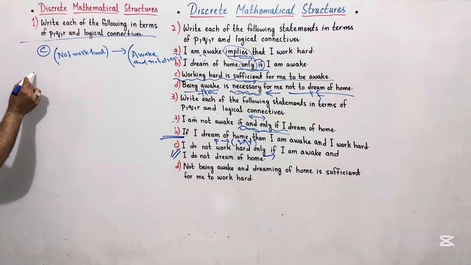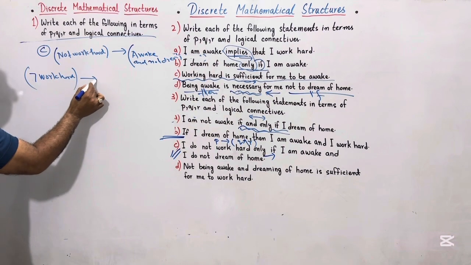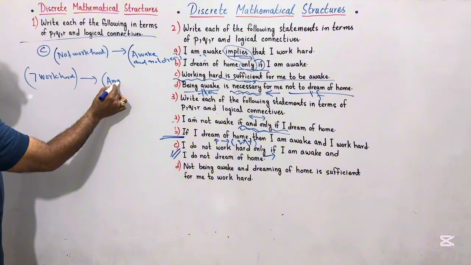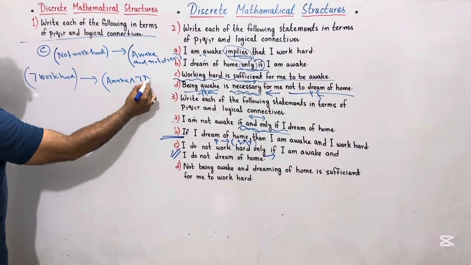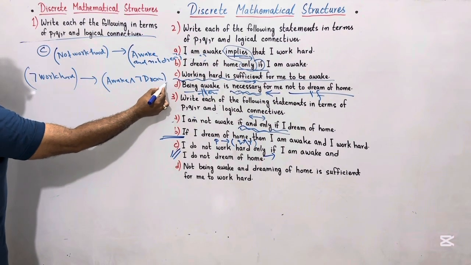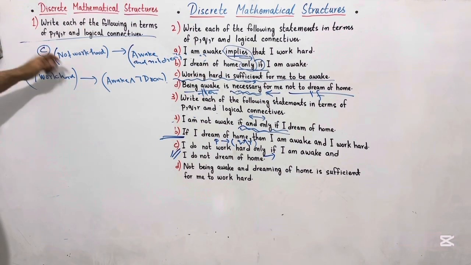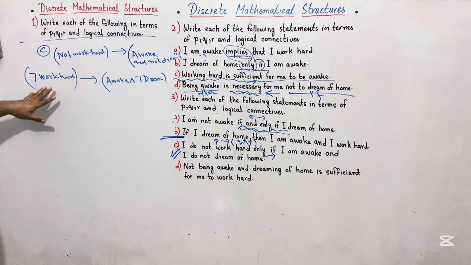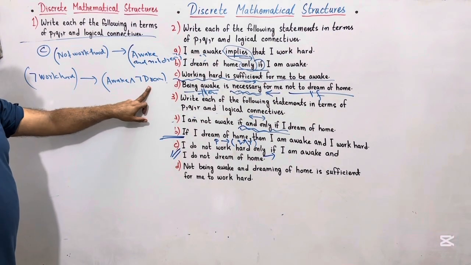Let me write in a good fashion. Negation of work hard implies that awake and negation of dream. I am writing those keywords to give you a good idea how to connect them, how to plug in logical connectives. Here, if I do not work hard, it implies that I am awake and do not dream of home.